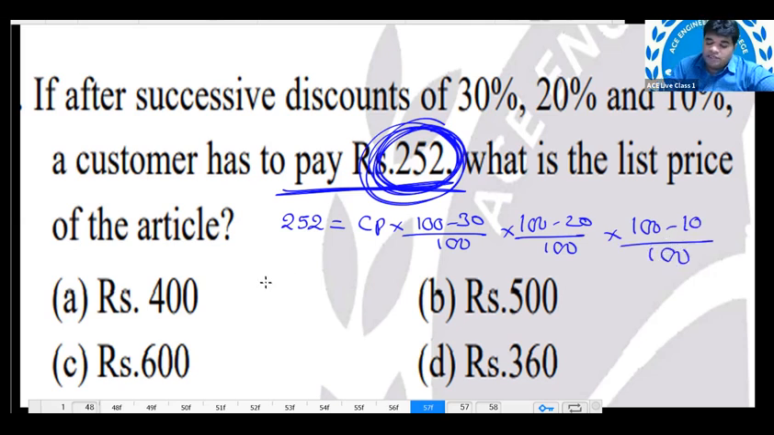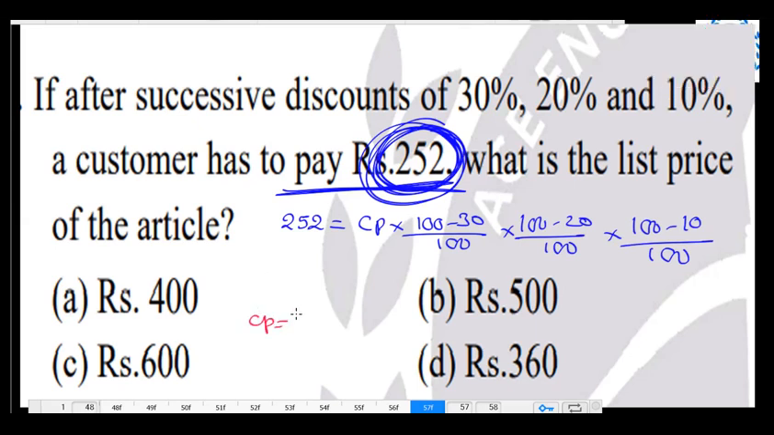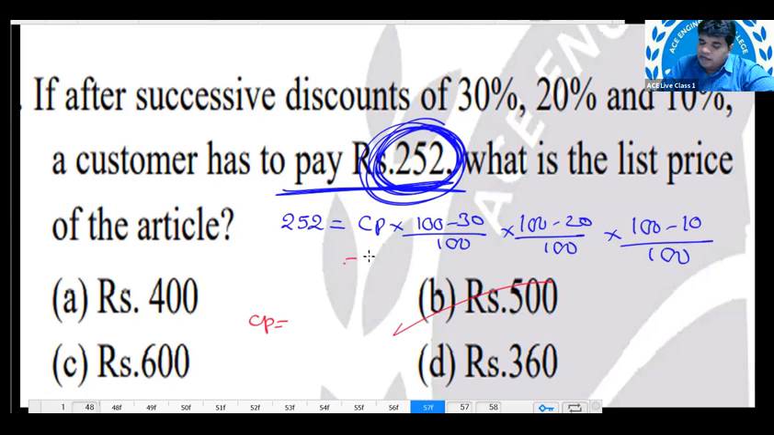Tell me the answer. What is the CP? 500. Sure. Solved. B is the answer. 500. Okay, friends. Next.